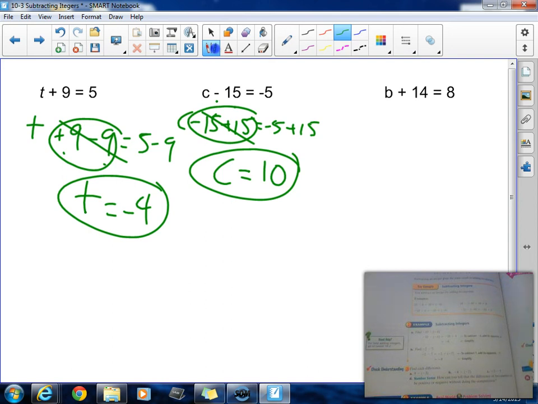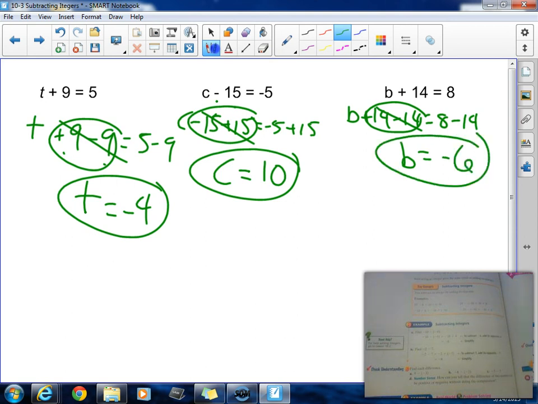All right, and the very last one. B plus 14 equals negative 8. So once again, we're going to do the opposite. So it's going to be b plus 14 minus 14 equals negative 8 minus 14. So that's going to cancel out. So I'm left with b equals negative 8 minus 14. So the answer is going to, remember, I'm adding the opposite. So it'd be negative 8 plus a negative 14. So the answer is going to be negative 22.